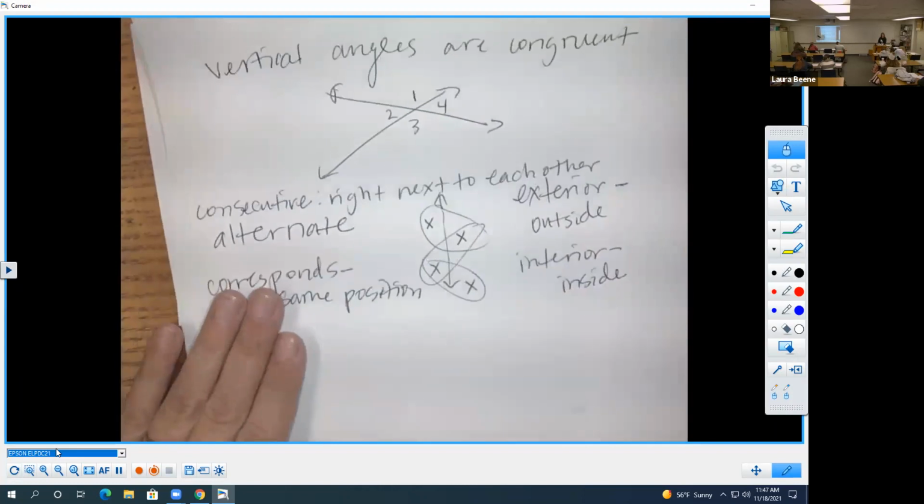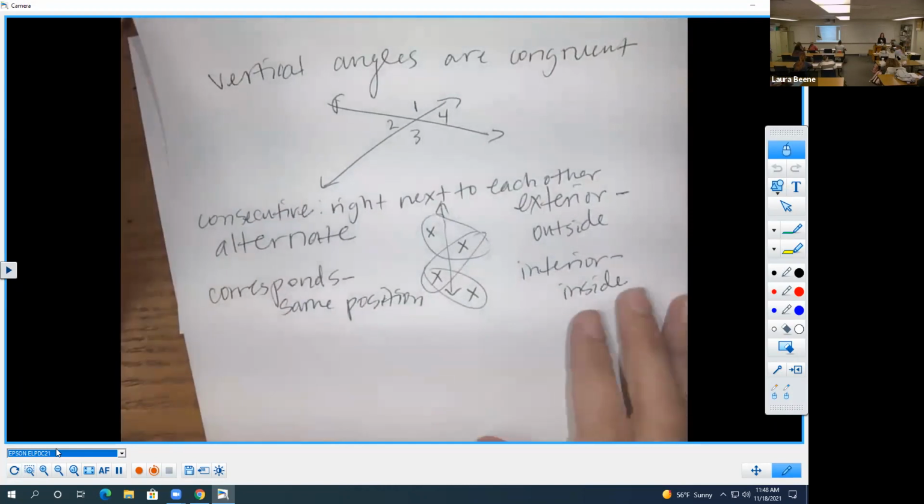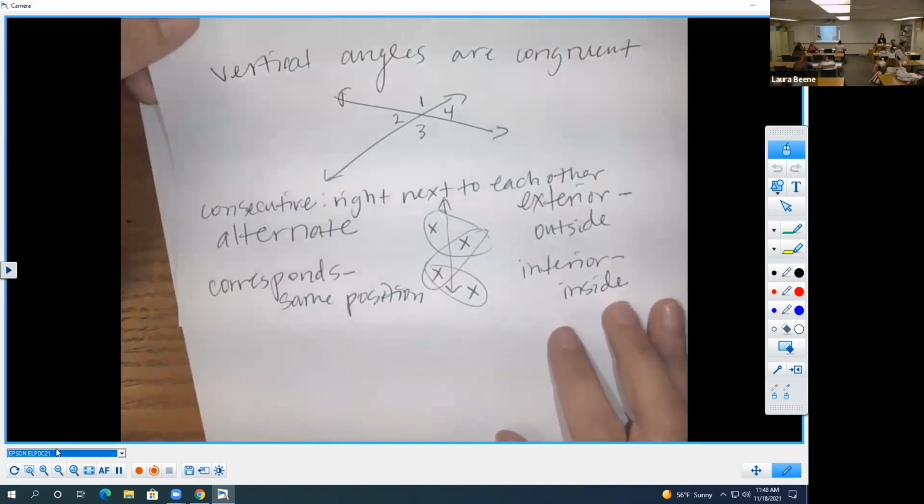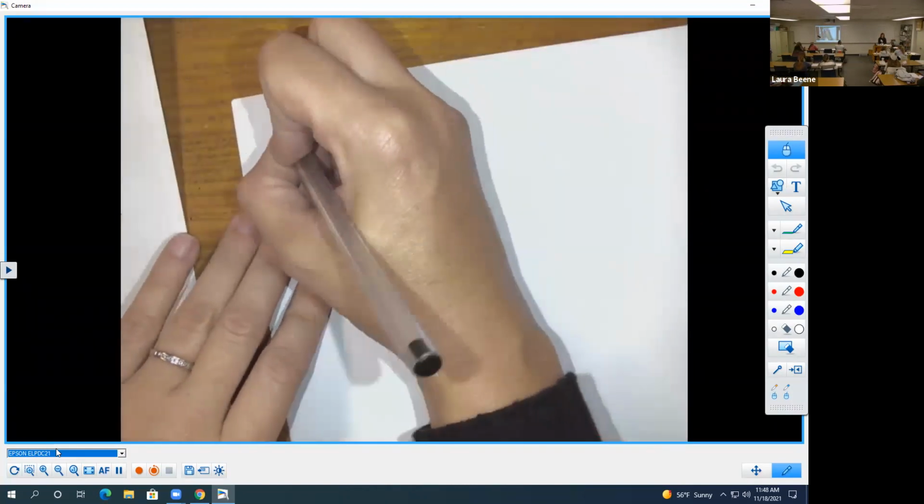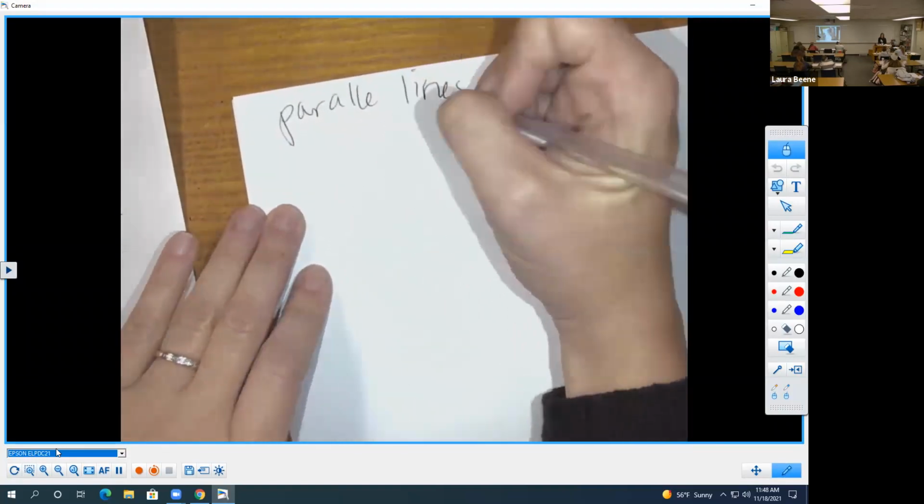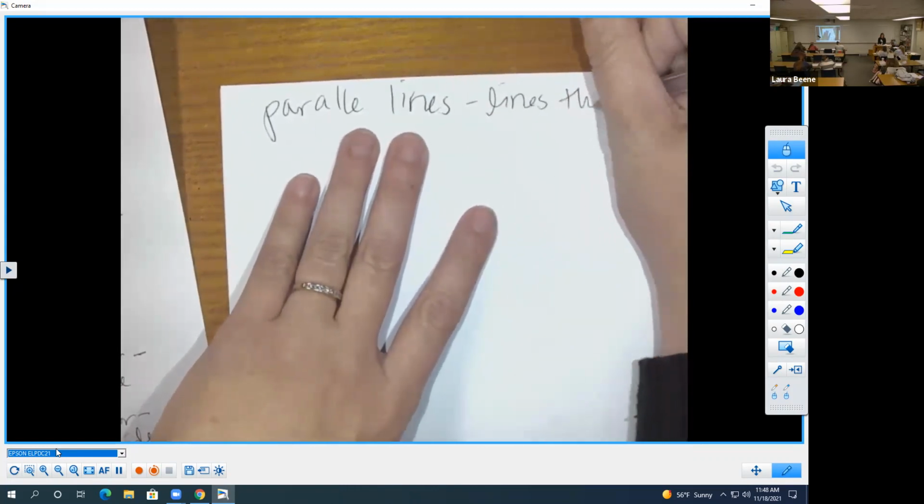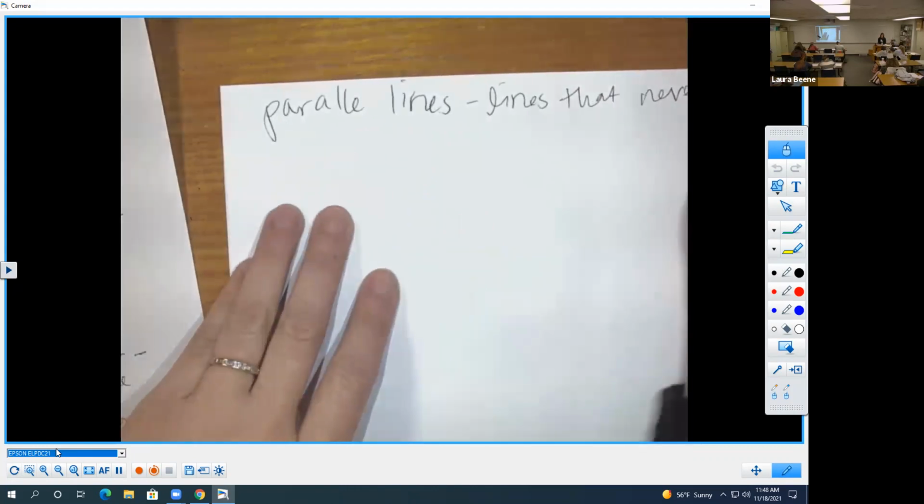Okay, so if you could understand these words, then when I ask you which one's an alternate interior angle or consecutive angles or blah, blah, blah, it's not quite so bad. Okay, the words really do help. So the idea for all of these sets of angles is we have a set of parallel lines. What are parallel lines? Lines that never intersect. They have the same slope from college algebra. So lines that never intersect.